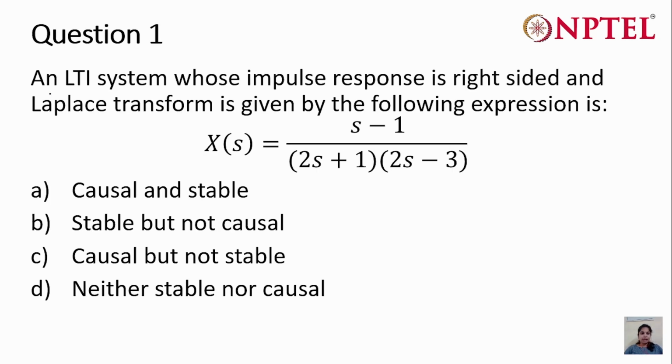Question 1. An LTI system whose impulse response is right-sided and the Laplace transform is given by the following expression is dash. So here we are going to check the causality and stability of LTI systems based on their Laplace transform. Here the additional information given to us is the impulse response is right-sided. Can you guys try to solve this problem?